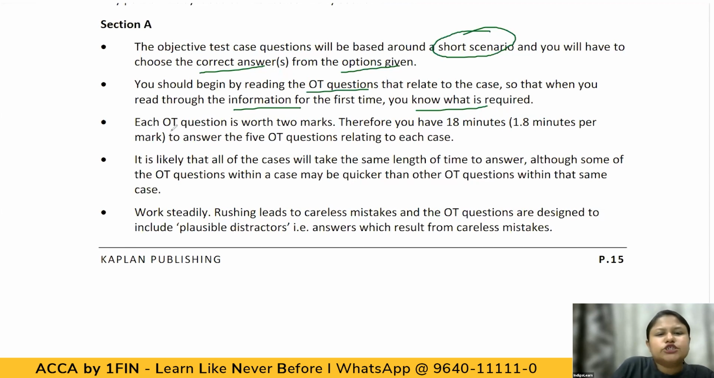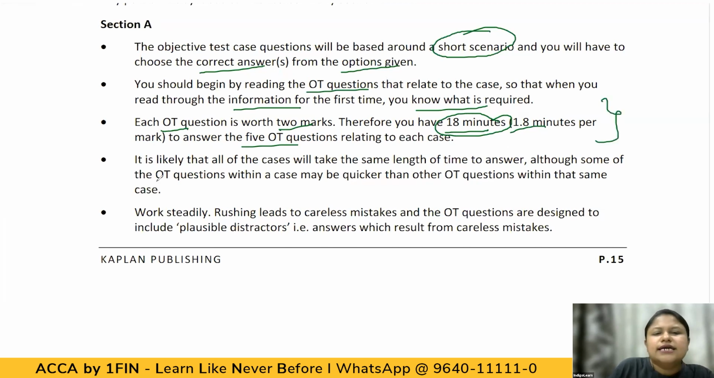Each objective question will be of 2 marks, as you already know. That means we'll have 18 minutes to answer the 5 OT type questions. For the objective type of questions, you will require 1.8 minutes per mark. That is the strategy. We don't actually adhere to that much timeline. Some questions we solve very quickly, not even taking so much time, and some questions we take a little bit more time. But overall, the time management should be like this.